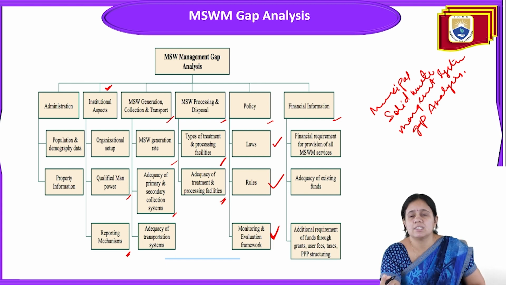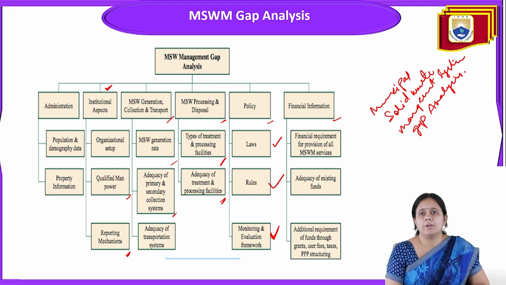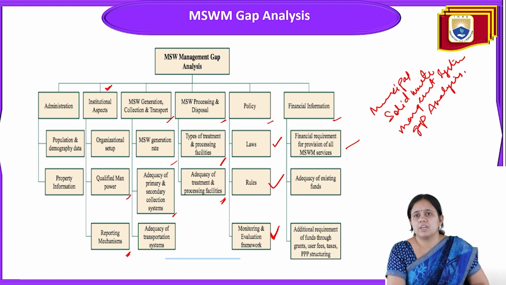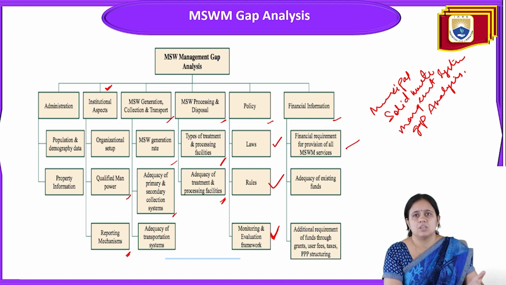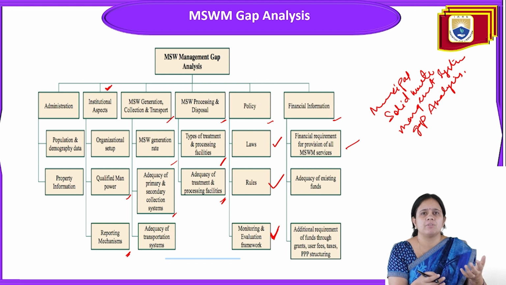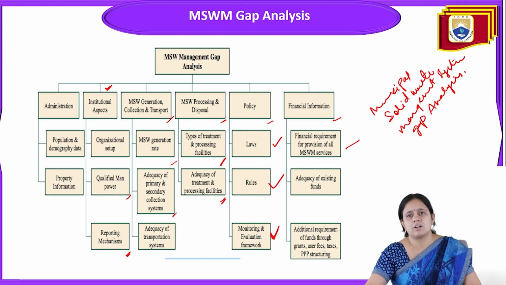Then one more point is financial information. In financial information, there is the financial requirement for provision of all municipal solid waste management services, adequacy of the existing funds, and additional requirement of funds through grants, user fees, taxes and PPP structuring. So this is the municipal solid waste management gap analysis, from which we have to find out the gap between all those things. That gap should be monitored, and we have to come out with different policies and a municipal solid waste management authority also.